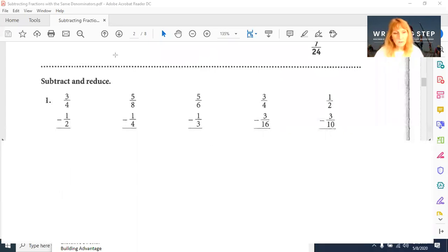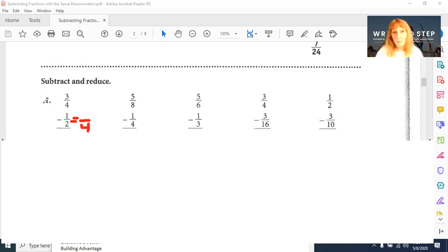We're going to ask ourselves, are the bottom numbers the same? And the answer this time is no, they are not the same, they are different. So we have to get a common denominator just like you did when you were adding fractions. So we have a 4 and we have a 2. So I know that 2 times 2 will give me 4. So we can use 4 as our bottom number.